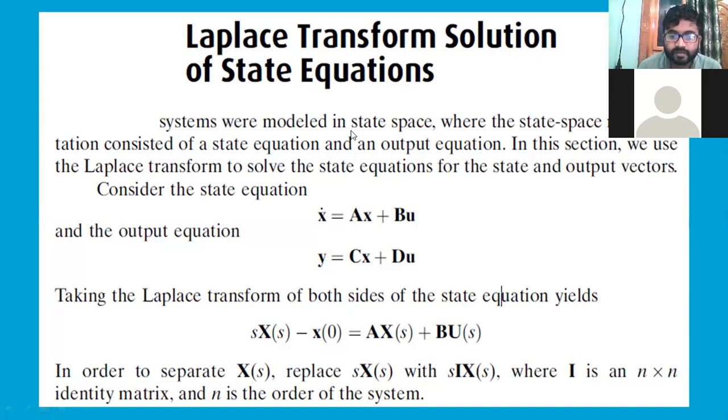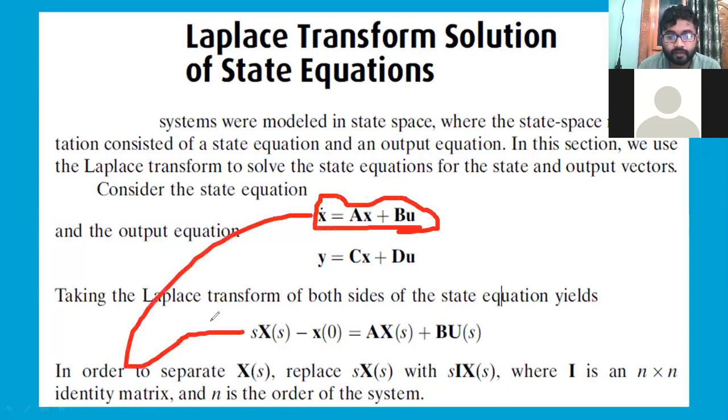Okay. So this is the state equation. This is the output equation. Apply the Laplace transform to the state equation. If you apply Laplace transform to the state equation, you will get this equation: s into X(s) minus X(0) is equal to A into X(s) plus B into U(s).